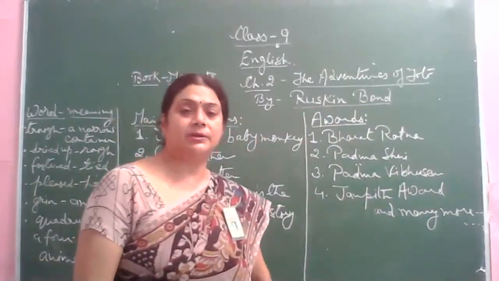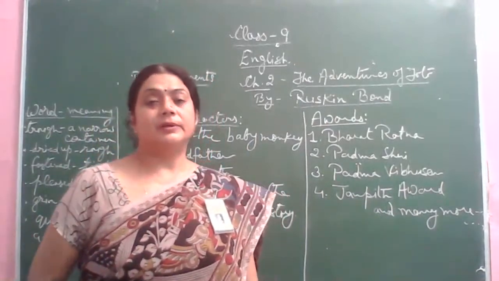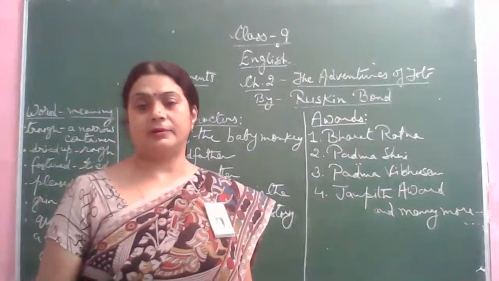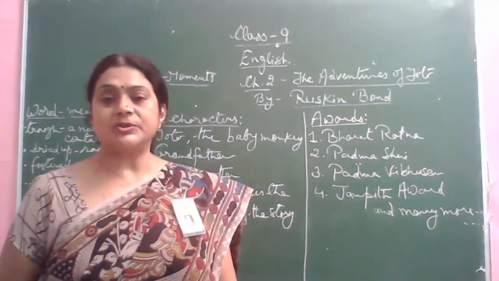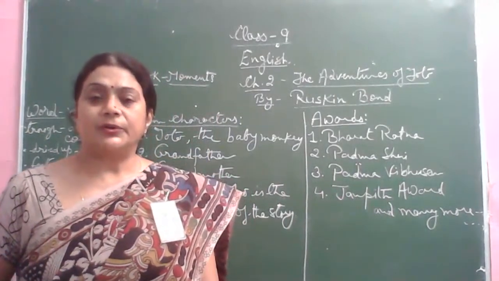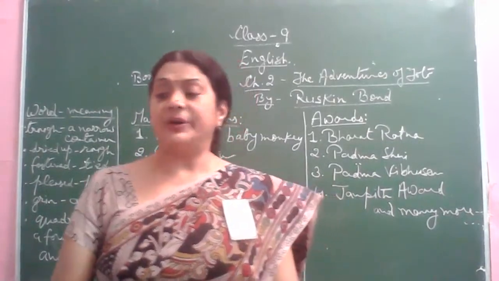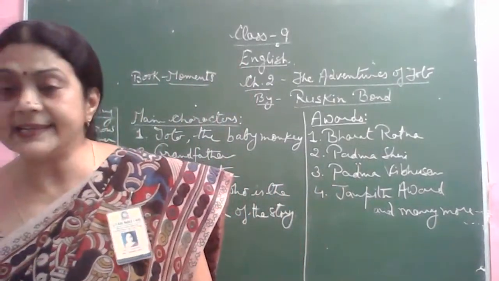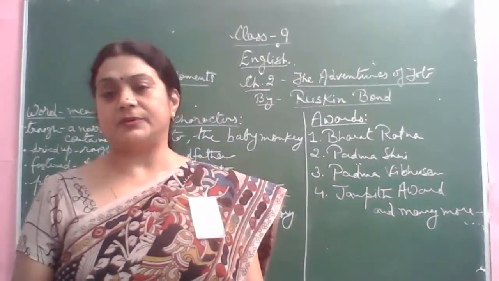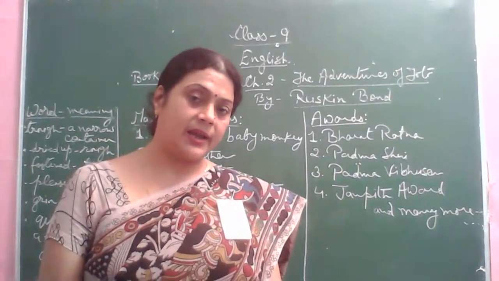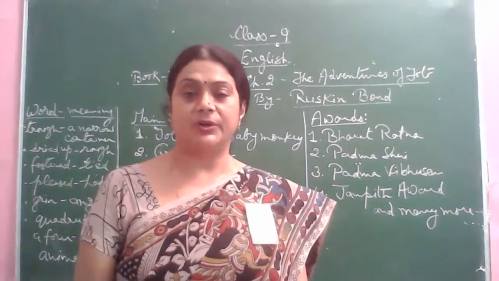First, something about the author, writer. Ruskin Bond is an Indian-English writer who belongs to Britain. He had a British descent. He had written many books for children especially, and he had been conferred with lots of awards also.